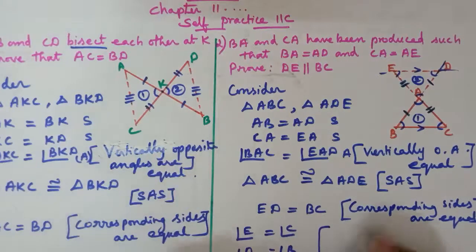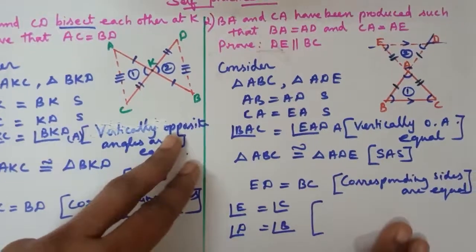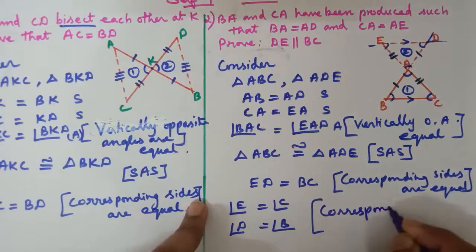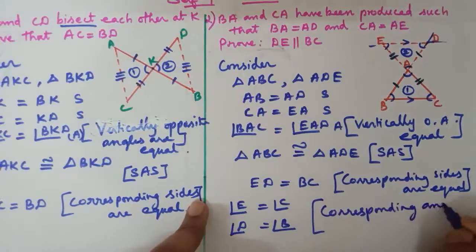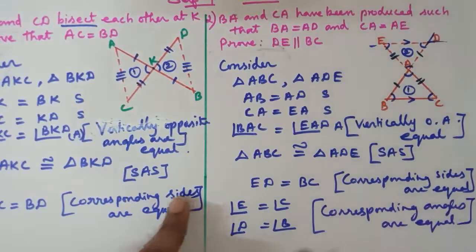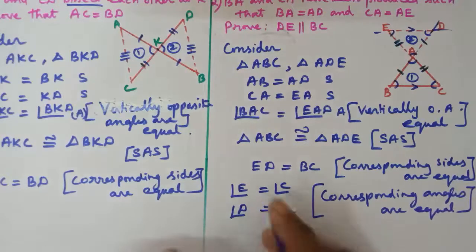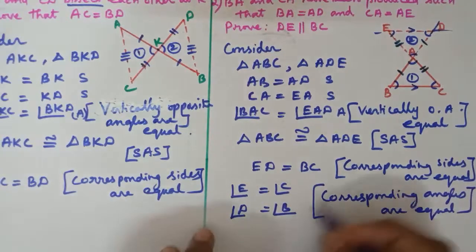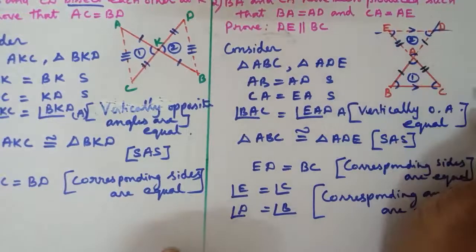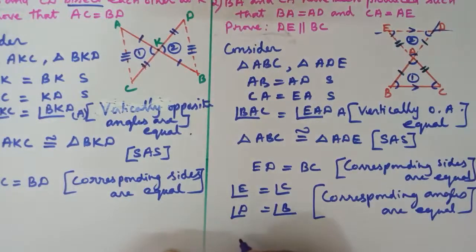Here corresponding angles are equal. Corresponding angles are equal. That's why we have written like this. If these angles are equal, then we can say these two lines are parallel. These are alternate interior angles also, so corresponding angles are equal.